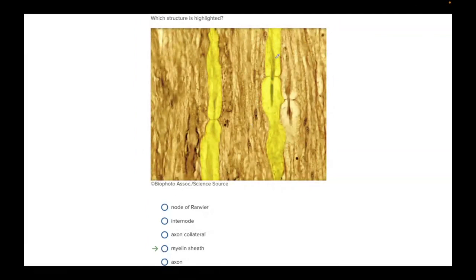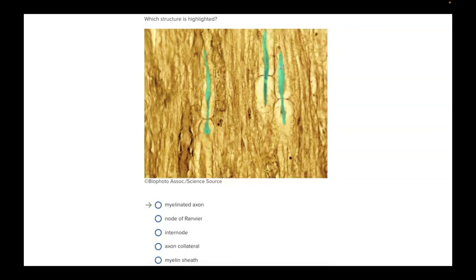Okay, so the highlighted stuff going all around, this is all that fatty cholesterol. That's the myelin. That's the myelin sheath. Okay, the myelin sheath. Here in the center, that's the axon that we see here. And then this line there, that one, that's the unmyelinated sections. Those would be the nodes of Ranvier.